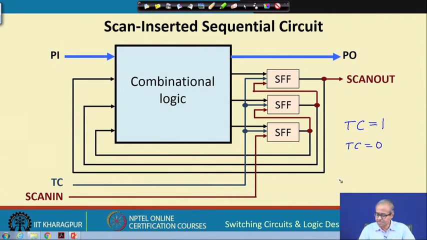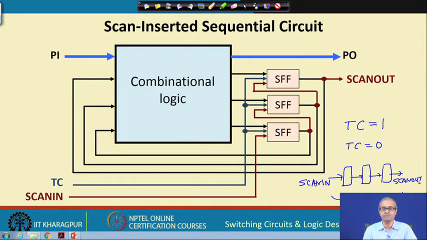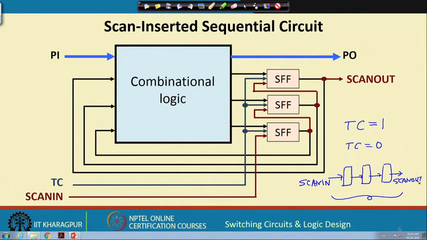So, once it becomes a shift register, you have 3 stages of a shift register, connected like this. You have this scan in input connected here, and you have this scan out connected here. Whatever input you want to initialize in the flip flop, you can shift through this scan in input, and whatever data is coming out, you can observe through this scan out pin. This is the basic idea.